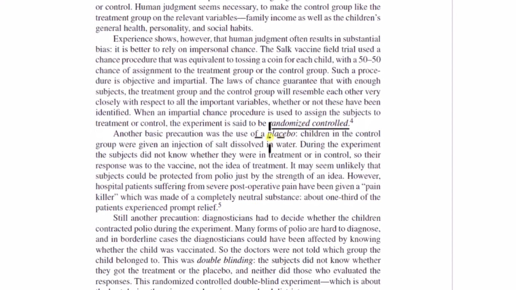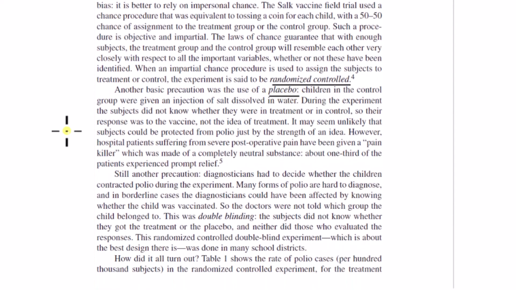Okay, now they also considered placebo. You want to consider placebo in experiments. So what they did was to administer the vaccine: some children got a shot that was the vaccine. The control group got a shot of salt water. So the children had no idea if they got the vaccine or not.